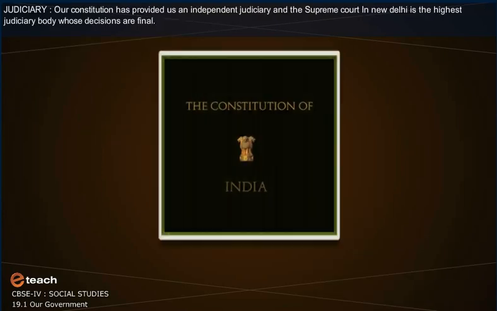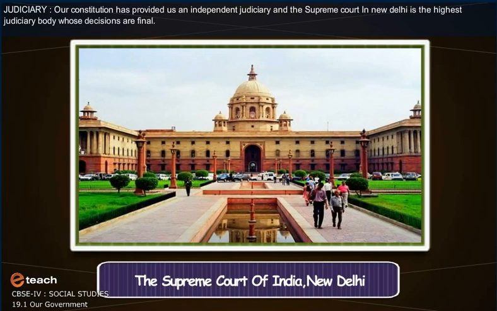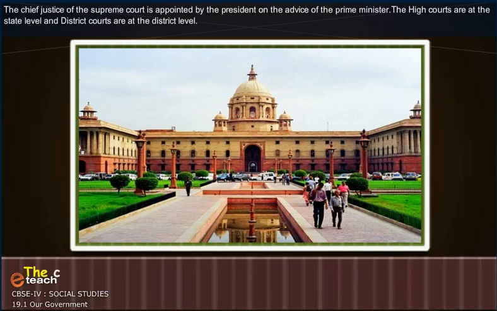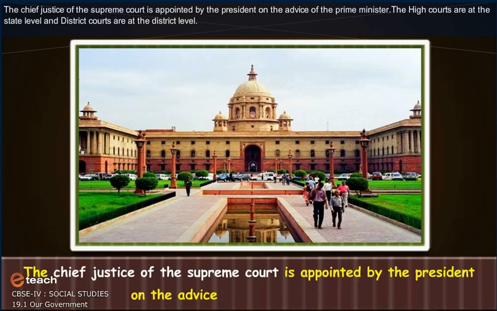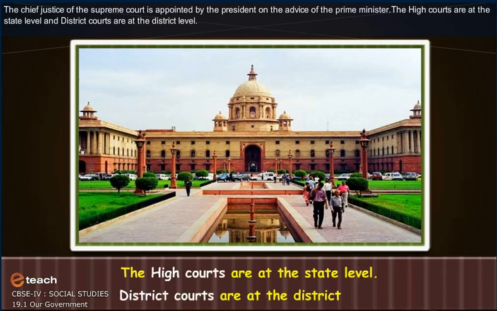Judiciary. Our Constitution has provided us an independent judiciary and the Supreme Court in New Delhi is the highest judicial body whose decisions are final. The Chief Justice of the Supreme Court is appointed by the President on the advice of the Prime Minister. The High Courts are at the state level and District Courts are at the district level.